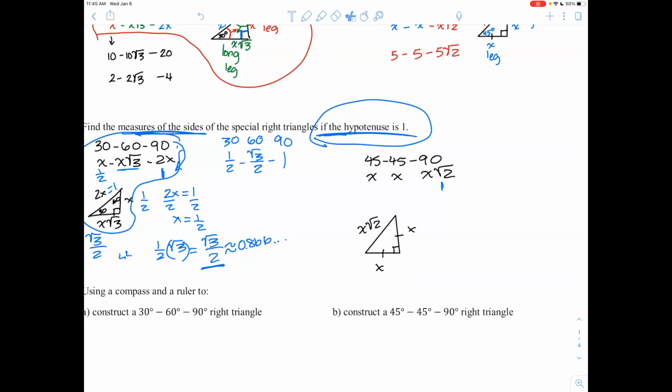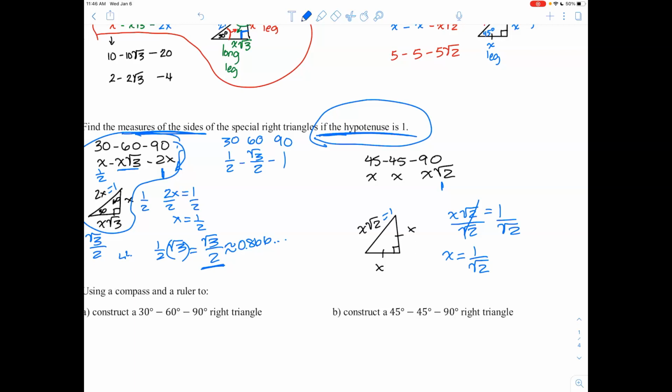All right, so I want to find the measures of the sides. Here's what I know. The hypotenuse is 1. And I just need to know what x is. So if the hypotenuse is x times the square root of 2 and it's equal to 1, what I want to do is use my algebra to isolate x. So what is the measure of that side? If I'm working from the hypotenuse to a measure of a side, I would have to divide by the square root of 2 to isolate x. So x would be equal to 1 divided by the square root of 2. And you could plug that into your calculator. But that would be the measure.